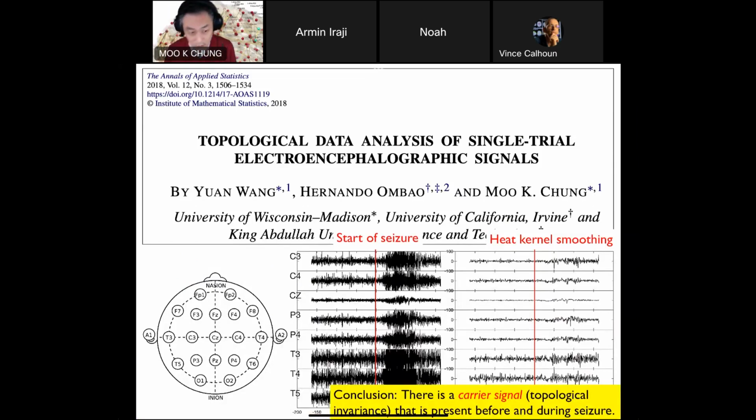One thing we found is that there is some sort of carrier signal, some sort of topologically invariant signal, embedded before the seizure that was carried all the way through to during the seizure. That's where I realized that topology might be more useful not for detecting signal, because topological invariance usually means there are no topological signal changes. So that's the starting point of our own version of topology, which differs from other people's.